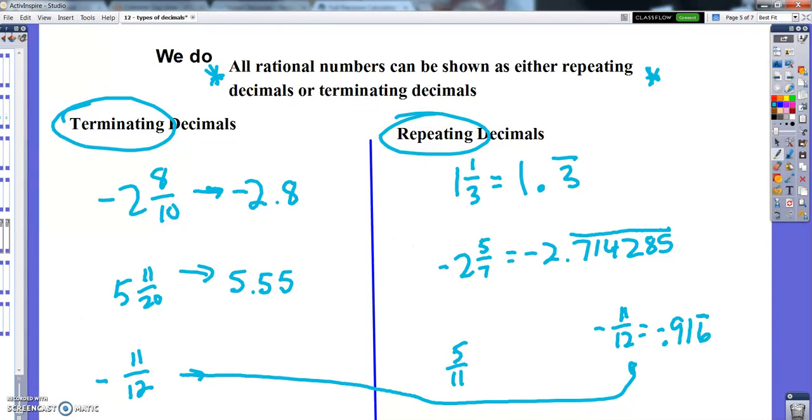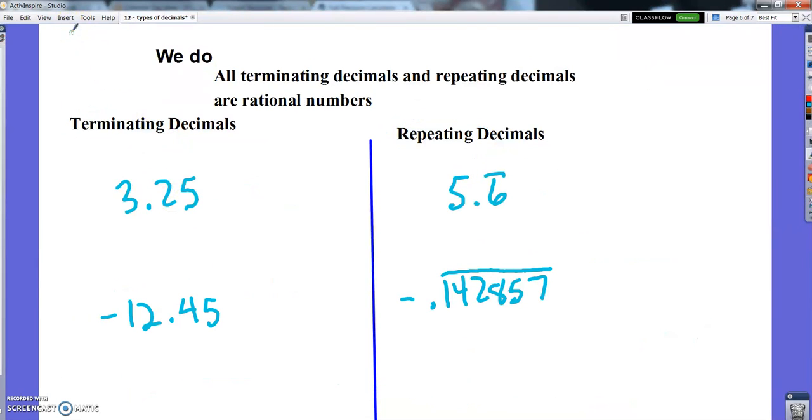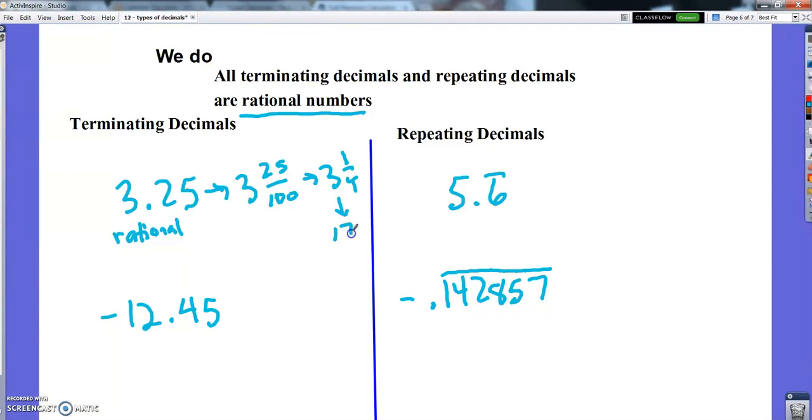They're both possibilities. And flip that around, all terminating decimals and repeating decimals are rational numbers too. So like I know this is a rational number because I can rewrite it as 3 and 25/100, which I can rewrite as 3 and 1/4 if I divide both by 25, which I can rewrite as, let's see, 4, 8, 12, 16, 17/4. So you can see that it's a rational number.